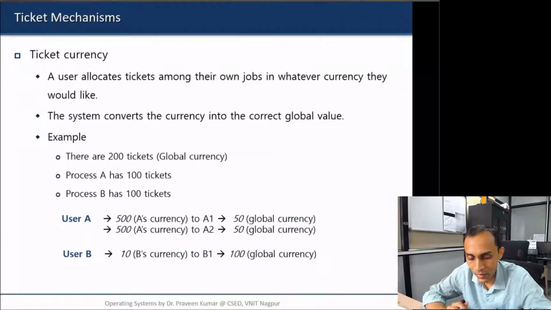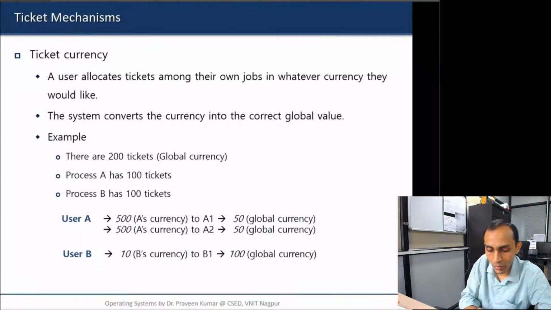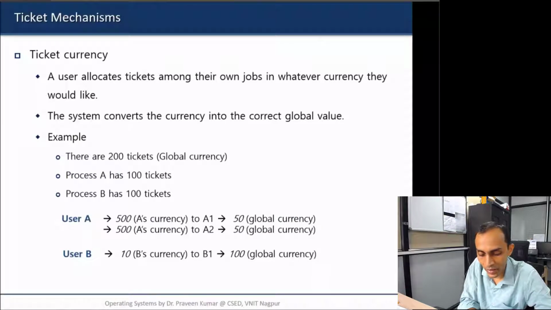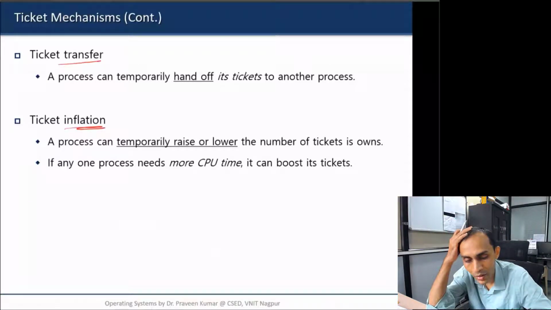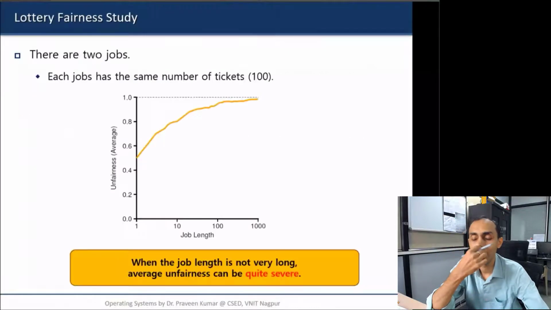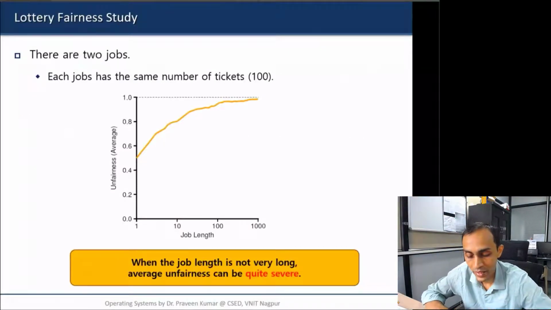So more details of the ticket mechanism: there are currencies, you can adjust currencies within a process, within a user, and all that. There can be ways to transfer tickets, and ways to boost ticket values, temporarily raising or lowering the number of tickets, and you can study this from the book. I am going to skip it. It's not important because, as I said, we are not going to implement this random one. We'll discuss in more detail the one which is actually there in modern day schedulers.